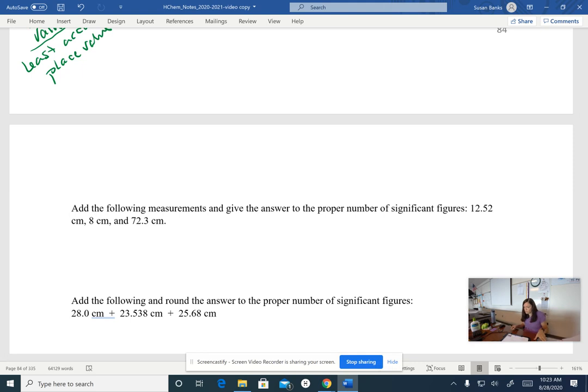So if I do 12.52 plus 8, let's see, I should probably write this out. It will make it a little bit easier for you to see. 12.52, I have 8, and I have 72.3. And if I add those all up, I would get a 2, and 5 plus 3 is 8. I've got 12, I'm going to carry the 1. I've got 82.82 centimeters. And at that point, your math teacher would be like, hurrah, you're awesome.